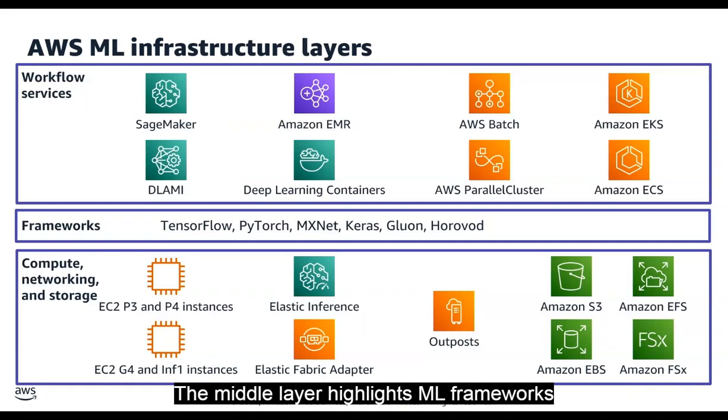The middle layer highlights ML frameworks that the AWS ML infrastructure supports. These frameworks make it easier for developers to build and deploy ML models. The top layer contains workflow services. These make it easier for you to manage and scale your underlying ML infrastructure. The next slides look in a bit more detail at key services that are related to this course. SageMaker is discussed in the section after this one. A link to the AWS Machine Learning Infrastructure page is provided in the course resources.